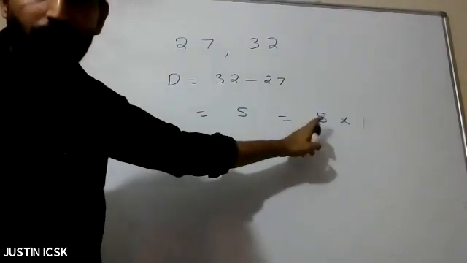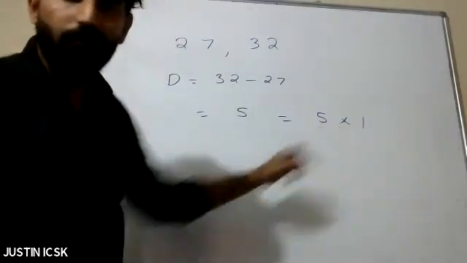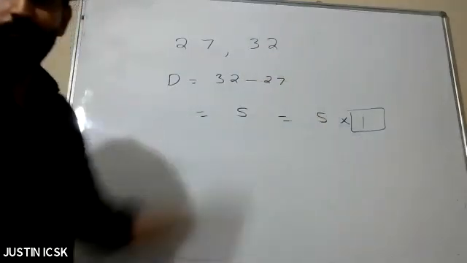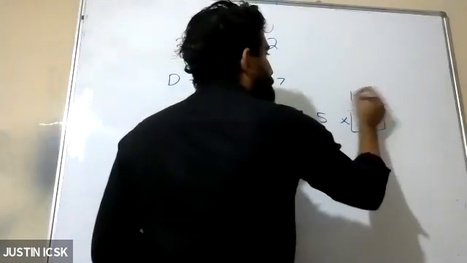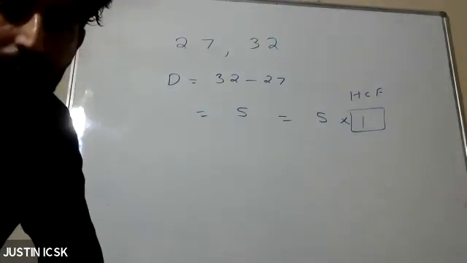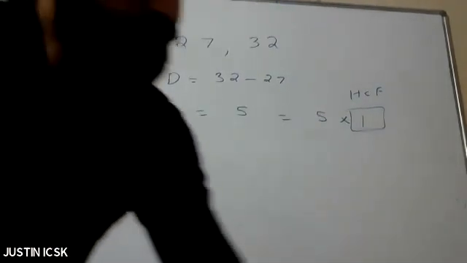Already proved. So after 5, what is the next number? 1. The next number is 1. 27 by 1, 32 by 1 is possible. So the HCF is 1.